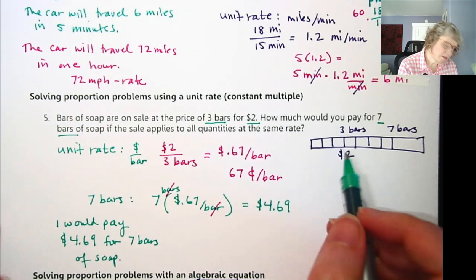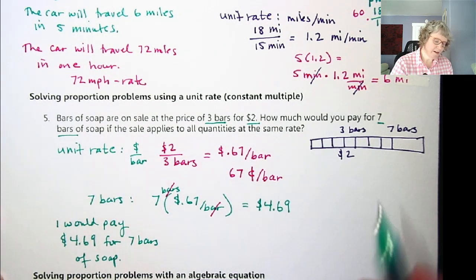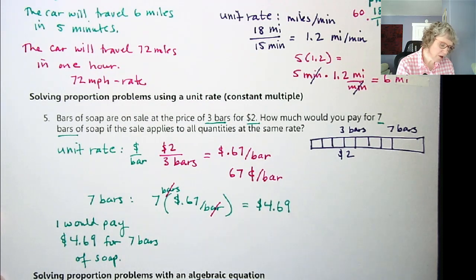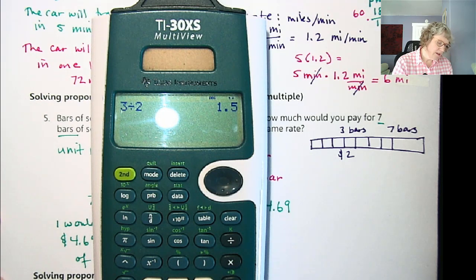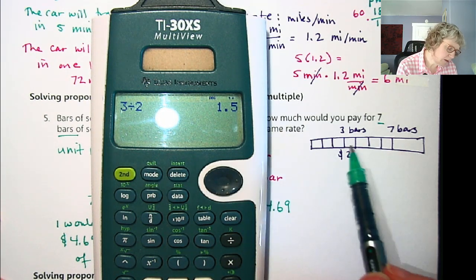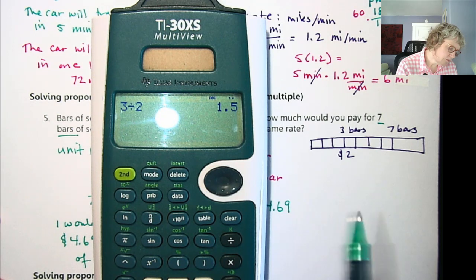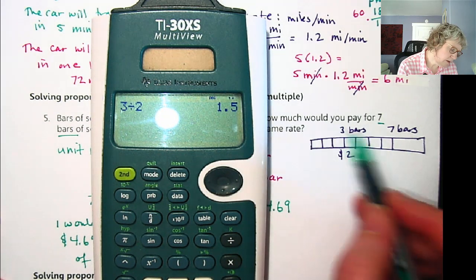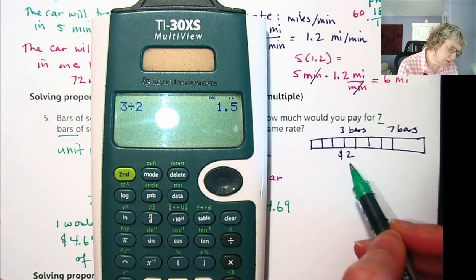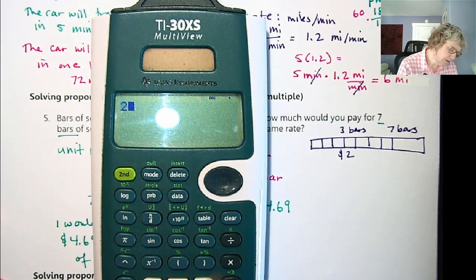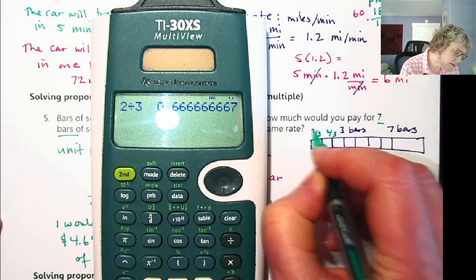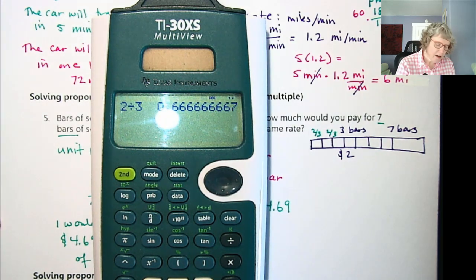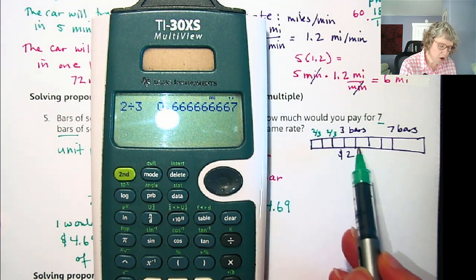Okay. Now this one's a little harder to scale, right? Because it's a fraction. It's not a whole number. So maybe I do 3 over 2 and say every 1.5 is 2. That was harder for me. I'm going to do 2 divided by 3 like we did before. So every bar is 2/3 of a dollar.